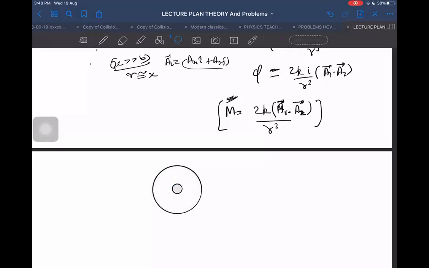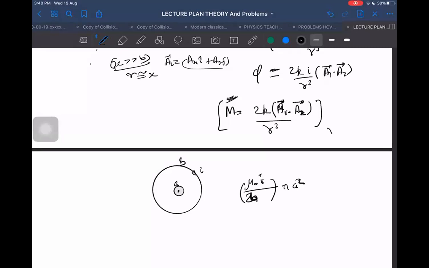Yes, R equal to B. For the concentric case also, we know what the field at the center is due to the outer one. Due to the outer one, the field at the center is mu naught into I divided by 2B. Outer one I'm taking B, bigger one B, smaller one A. Mu naught I by 2B is the magnetic field, multiplied by pi A square.